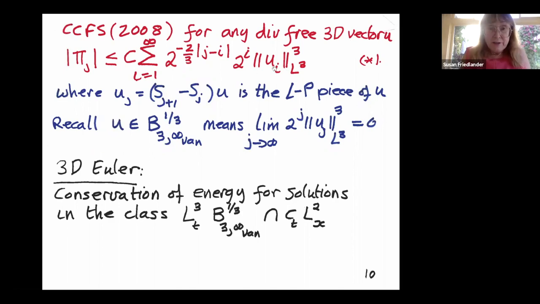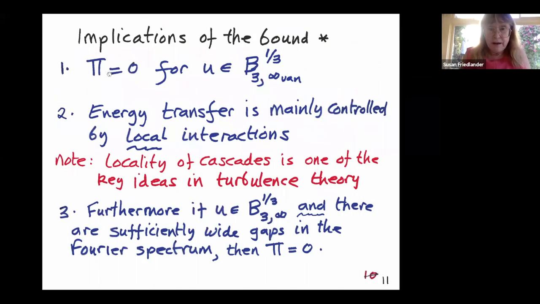And as I say, we have these implications of the bound. First of all, pi is equal to 0 in this function space, and then that energy transfer is mainly controlled by local interactions. And this locality of cascades is one of the key ideas in turbulence, has been for many years one of the key ideas in turbulence theory, and seems to be justified by experiments.